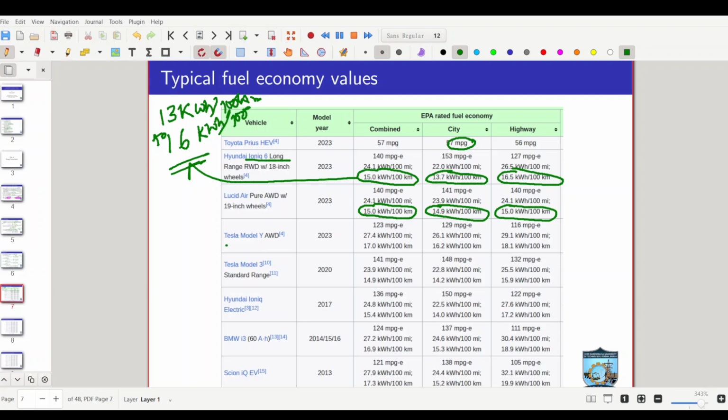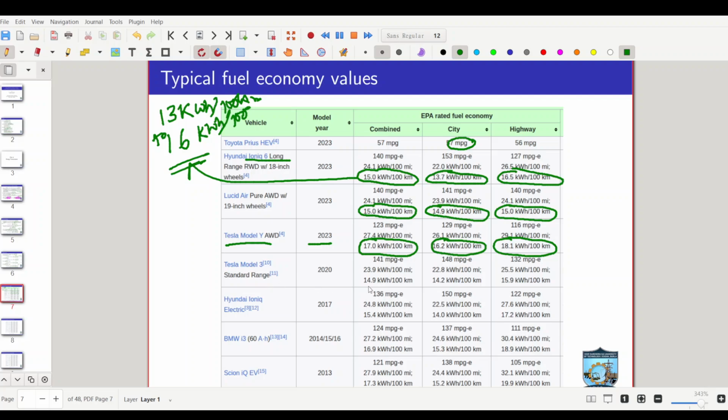Tesla 2023 is higher than what we have seen here, 13 to 16. It's further higher. Higher is bad actually, because we are consuming more energy per 100 kilometer. In city they consume 16.2 per 100 kilometer, whereas on highways it is 18.1 kilowatt hour per 100 kilometer, maybe due to higher speed. More energy is consumed.